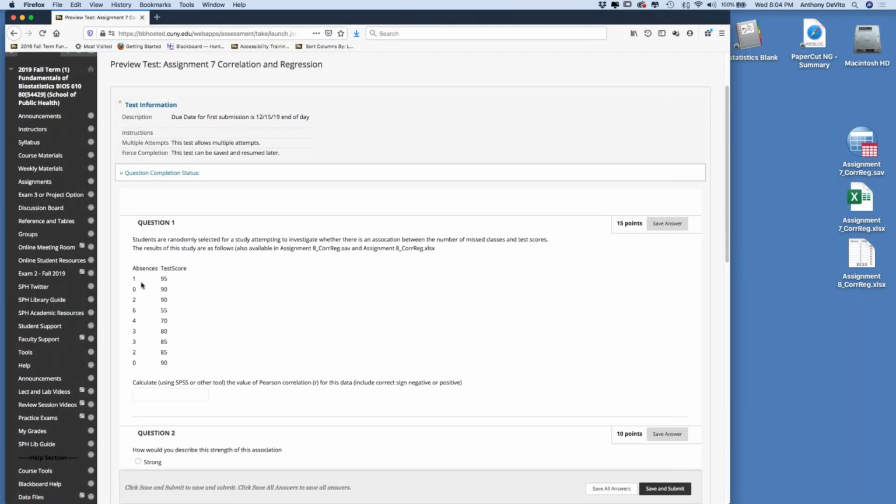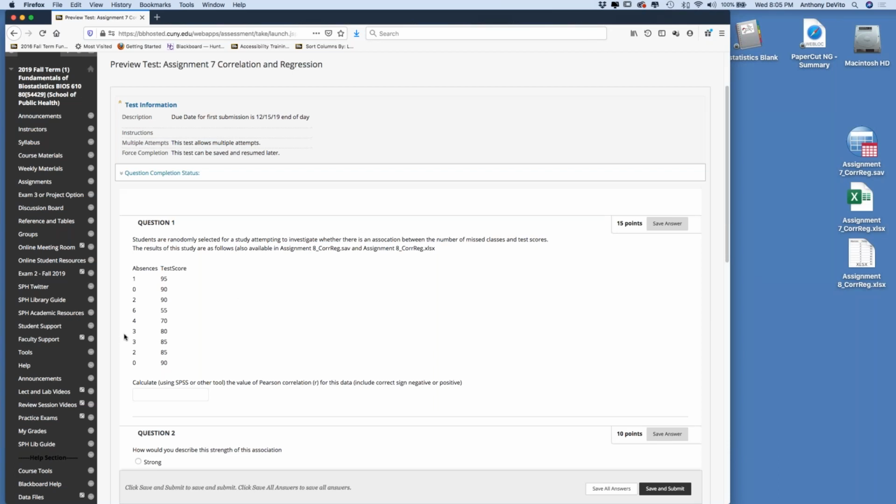But here you have the test, you have the number of absences, and the idea here is that we're looking for an association between two numerical variables. One numerical variable is the number of classes that a student missed. The other numerical variable is the test score that they got at the end of the semester, say on a final or something like that. That association between two numerical variables, we give a special name. We call it correlation.